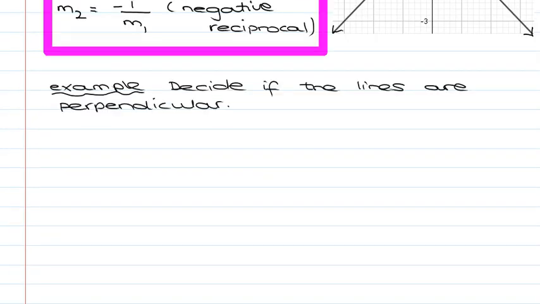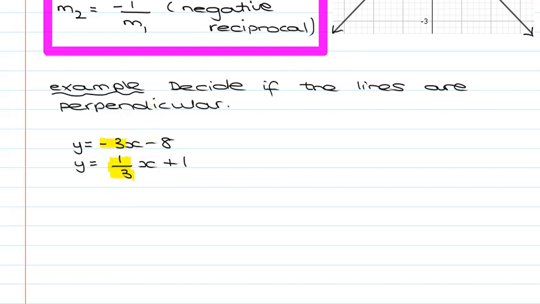So we're going to decide if the lines are perpendicular. The first equation I'm going to give you is y equals negative 3x minus 8. And the second equation is y equals 1/3 x plus 1. So we're looking at these two properties above. Let's look at the gradients, because it's gradients that are really important. The gradient of the first line is minus 3. The gradient of the second line is 1/3.